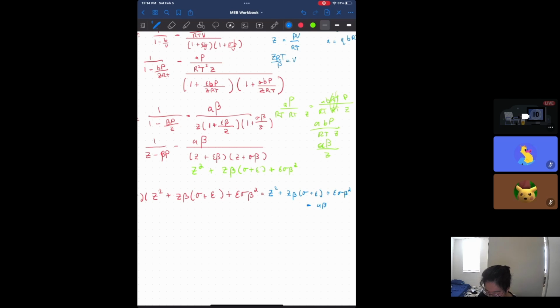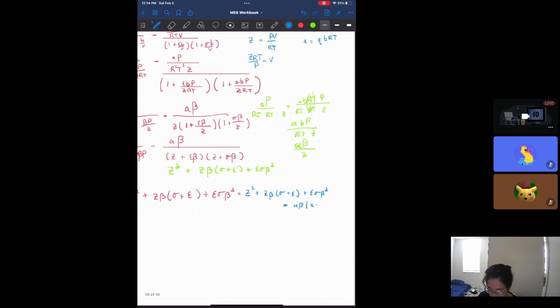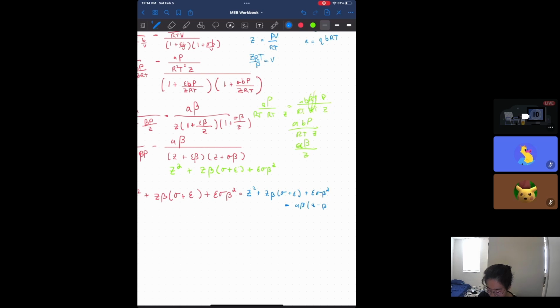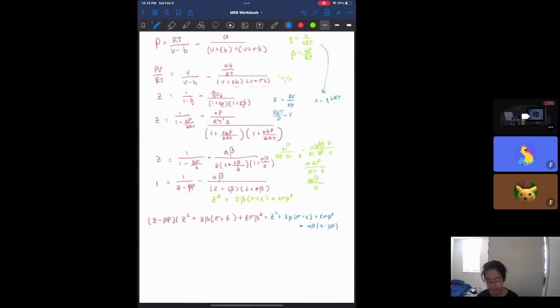A beta times z minus beta times p. Okay. Well, we now have an equality that's not in rational expression form. So what can we do here?